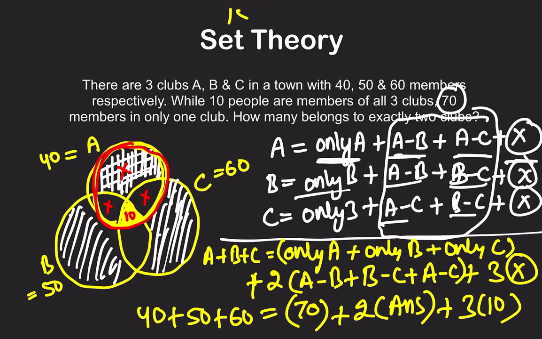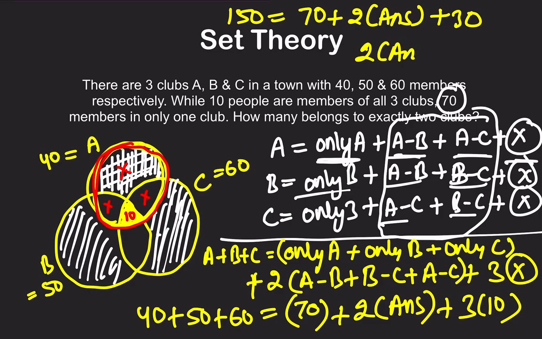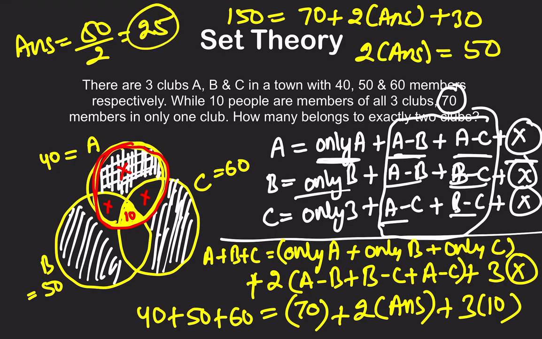150 is equal to 70 plus 2 times the answer, plus 30. Answer is whatever you are looking for. So 2 times answer is equal to 150 minus 100, that is 50. So answer is equal to 50 by 2, that is 25. This is what we are looking for. So this is the number of members which are part of only 2 clubs. Exactly 2 clubs. Not 1, not 3, but exactly 2 clubs. I hope it is clear.